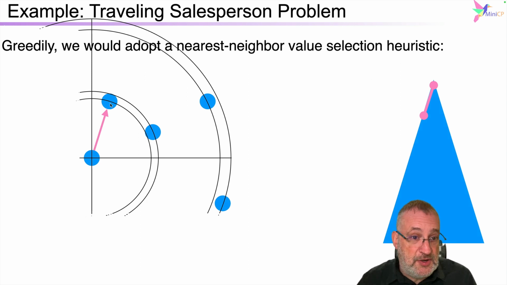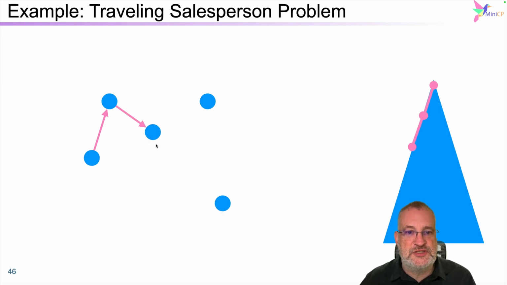Now I can repeat the process. Starting from that second city, what would I do? I can look at the distance to this one, to that one, and to that one. Not back, right? Because that would be a subtour. So basically, if I look at these 3 alternatives, I can basically see that the closest is this.